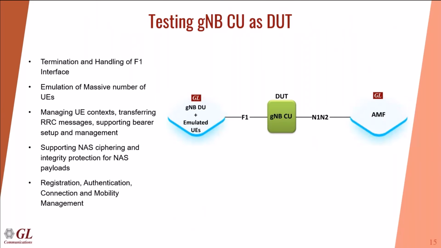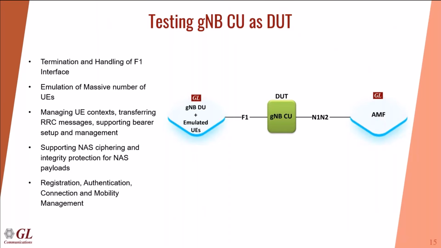This is another variant. In the previous slide, we were considering the DU as the DUT. In this case, we are considering the gNB control unit as the DUT. If you consider the gNB control unit as the DUT, you would need to test the F1AP functionality as well as the N1 N2 functionality of the control unit, as the gNB connects to the AMF via N1 N2 signaling and to the distribution unit via F1AP signaling.